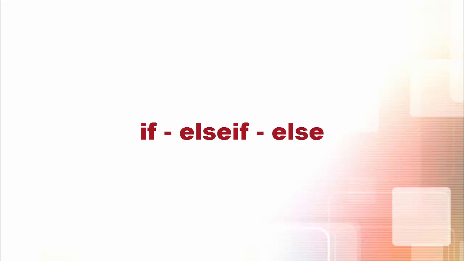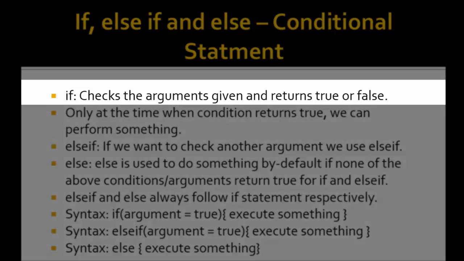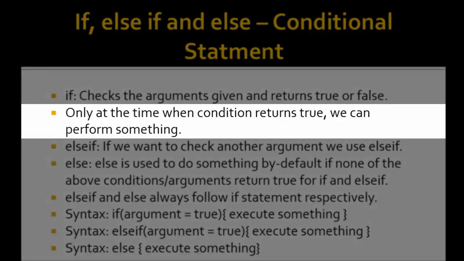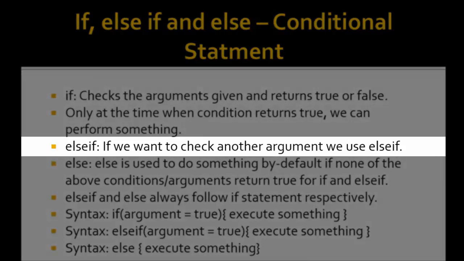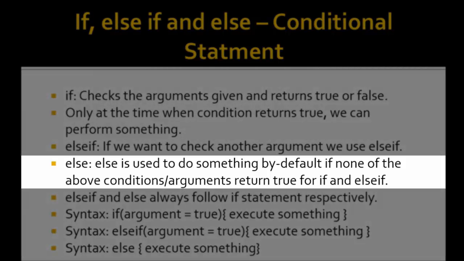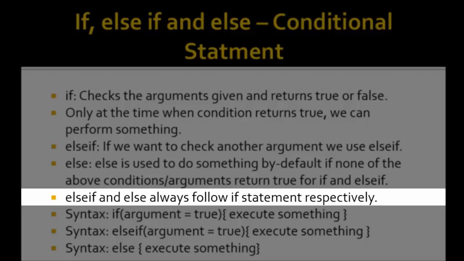So these statements help us in making decisions on different scenarios. We check the condition with the help of these, and if the condition returns true, that particular statement executes. If checks the argument given and returns true or false. Only at the time when the condition returns true can we perform something. Elseif: if we want to check another argument, we use elseif. Else is used to do something by default if none of the above conditions return true for if and elseif. Elseif and else always follow the if statement respectively.